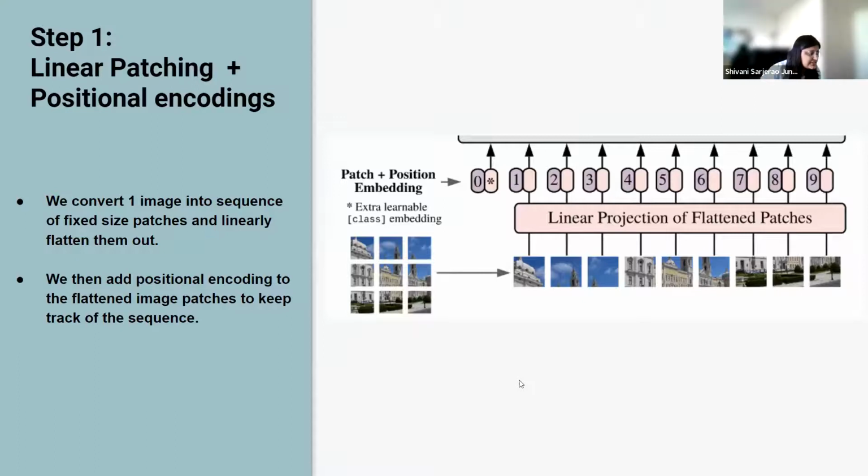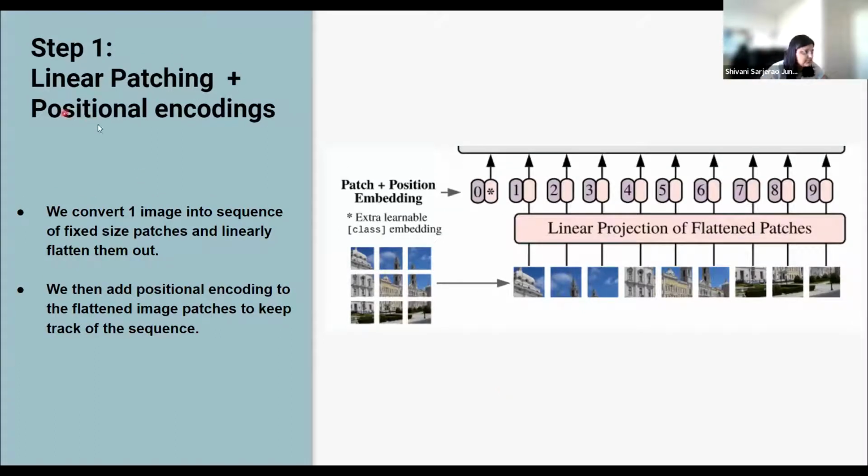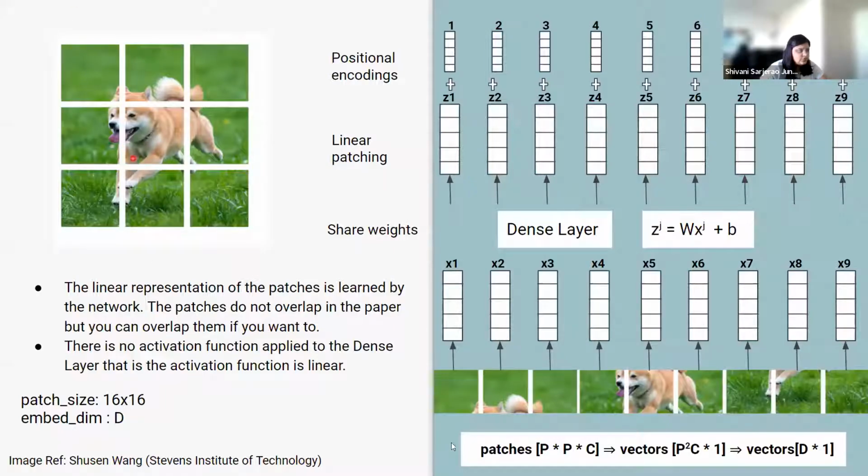The first step in the vision transformer architecture is linear patching plus positional encoding. What it simply means is that we split the input image into fixed size patches, linearly flatten them, project them, and add positional embeddings to get a final vector. To understand it a bit better, let us look at this figure. Suppose this is our input image. We divide that input image into fixed size patches. Let the size of the patch be P. The patch size that the paper has used is 16 by 16, which gives the paper its name, an image is worth 16 by 16 words. And C is the number of channels of the input image.